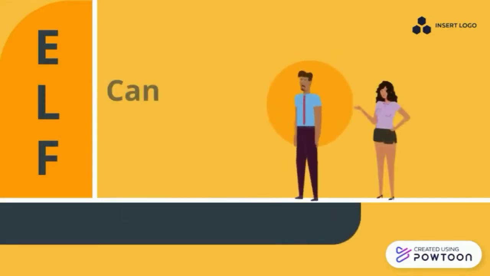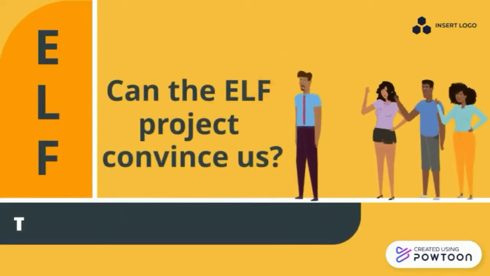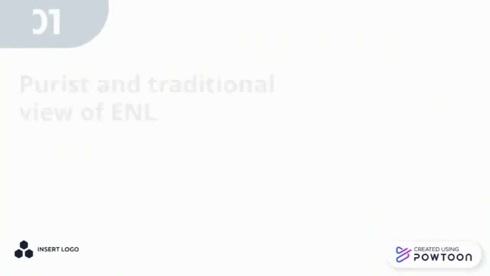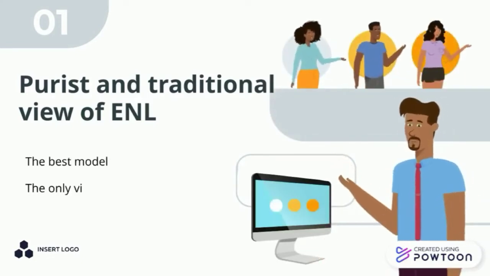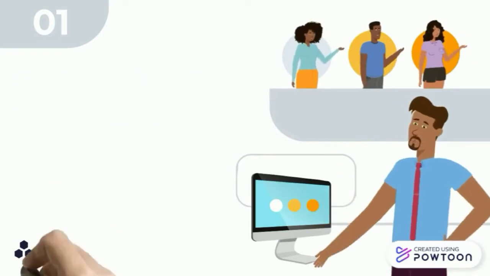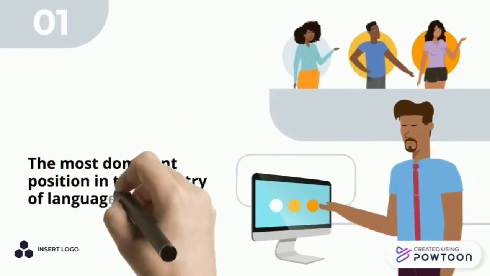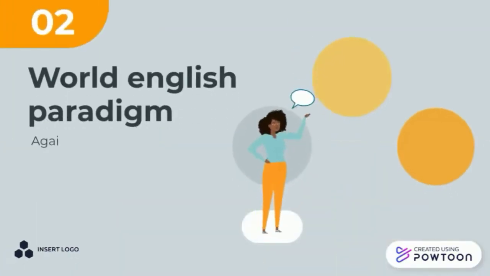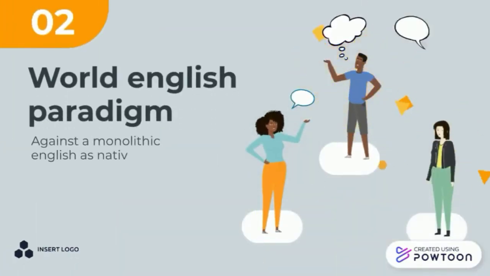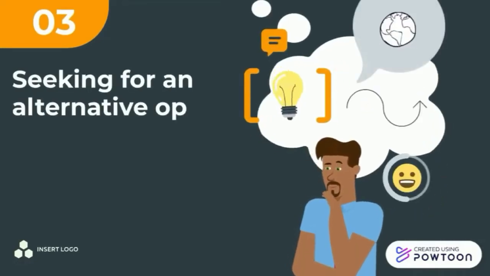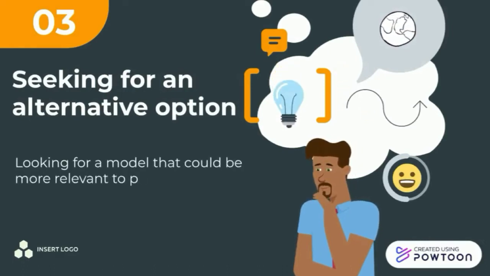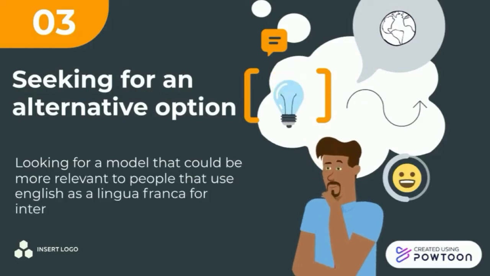Saraceni was not entirely convinced by the English as a lingua franca project, according to three main positions. First, a purist and traditional one that saw English as a native language as the best and only model of English for the world, and this position used to be the most dominant in the English language teaching industry. The second one is the World Englishes paradigm, that is against a monolithic English as a native language and for a pluralized view of English in the world. And the last one says that there is a search for an alternative model to English as a native language, one that could be more relevant to the people who use English as a lingua franca for international communication.